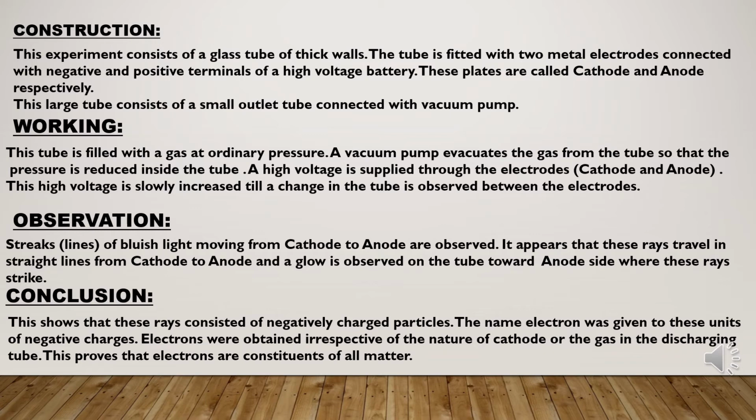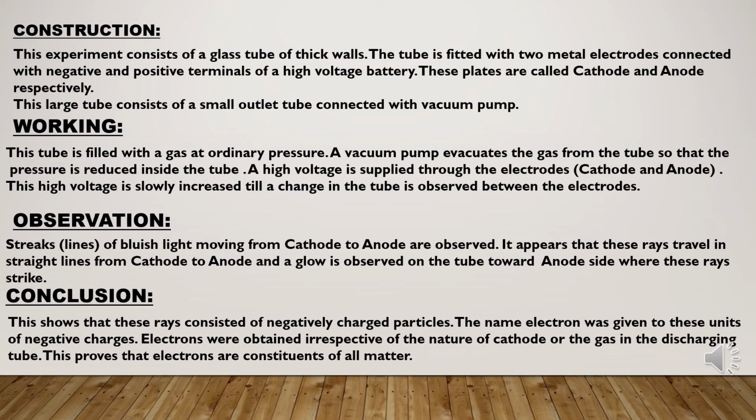is streaks of bluish light moving from cathode, that is a negative electrode, to the anode, that is a positive electrode. It appears that these rays travel in straight lines from cathode to anode, and a glow, a shine is observed in the tube towards anode side where these rays strike. Like the rays coming from the cathode are striking on the anode and causing a glow.